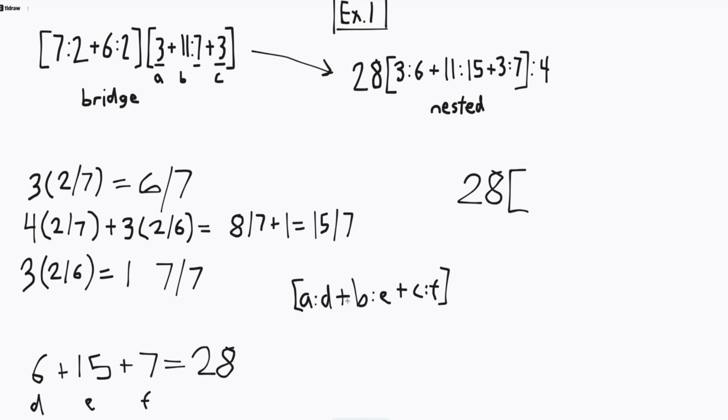Then we build the bracket and we just follow this formula. So it'll be 3 against 7 plus 11 against 15 plus 3 against 7. And then since these 2 tuplets are against 2 quarter notes each, it's going to be against 4. There you go, there's your nested tuplet.